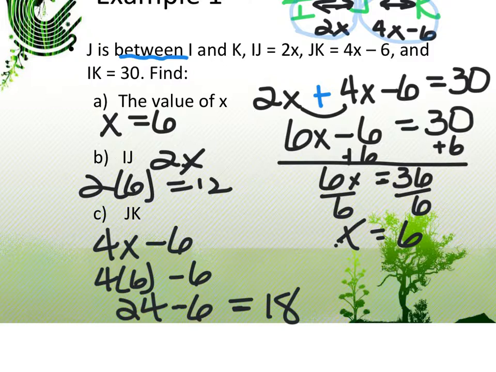Okay, so it'll help us find the different pieces by either adding 2 pieces to make one big one, or if they give us the big amount and we wanted to find a little piece, we would subtract. Anybody still need it? We're good? All right.